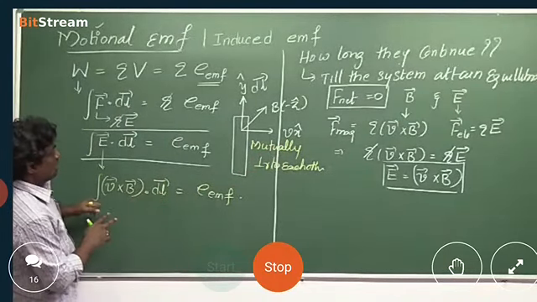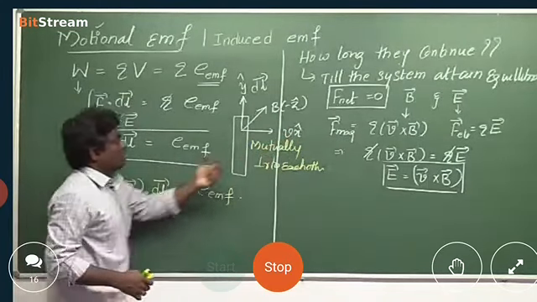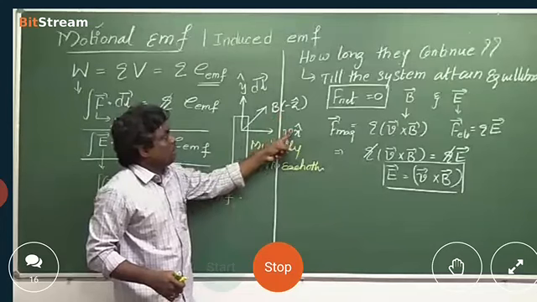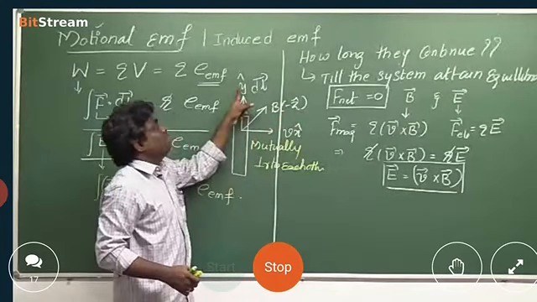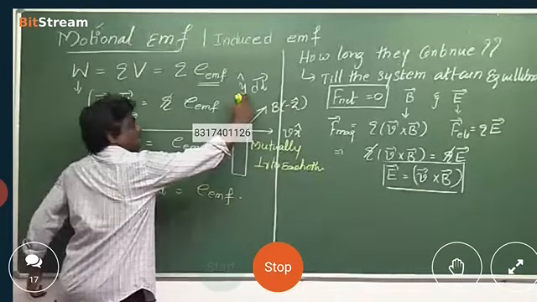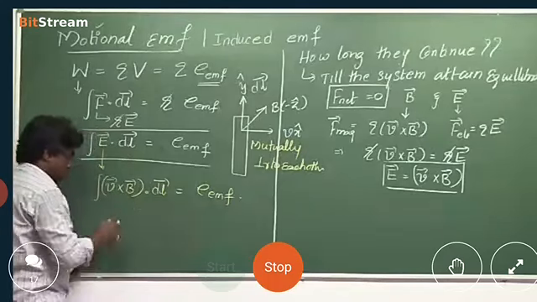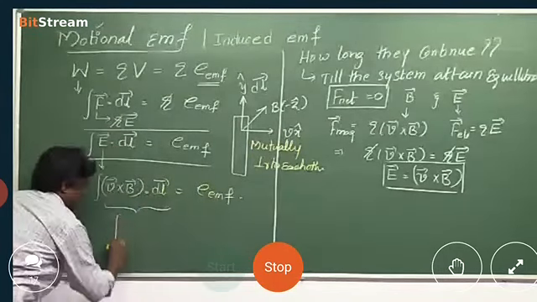Sorry, x and v. So v bar cross B bar is nothing but perpendicular to which plane? The xz plane. For the xz plane, what is perpendicular? Y. So this length and y cap are both in the same direction. I hope you understand what I'm saying here.